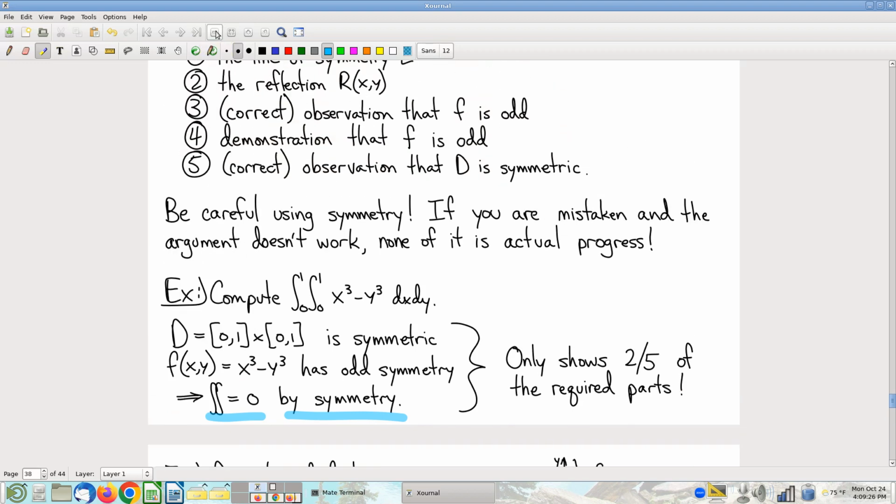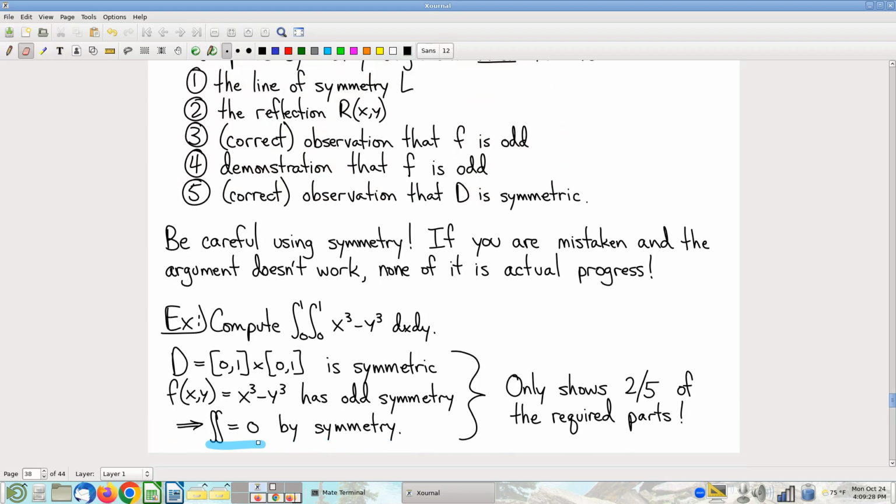This student has noted that the domain is symmetric, has noted that the integrand has odd symmetry, but the student has not told me what the line of symmetry is that they're using. Side note, this domain has several lines of symmetry. The integrand, I can think of one symmetry that this integrand has, but I'm not sure. There might be others. But certainly the student hasn't identified what line they're talking about.